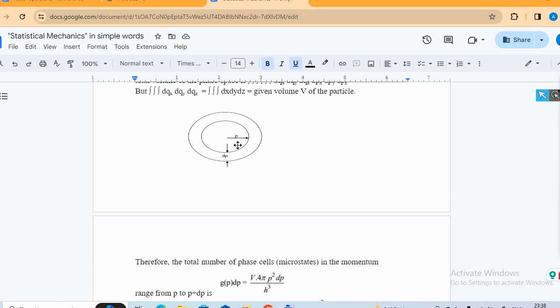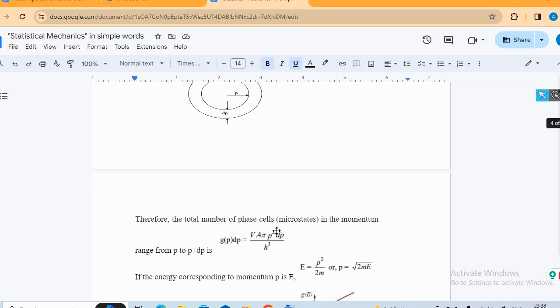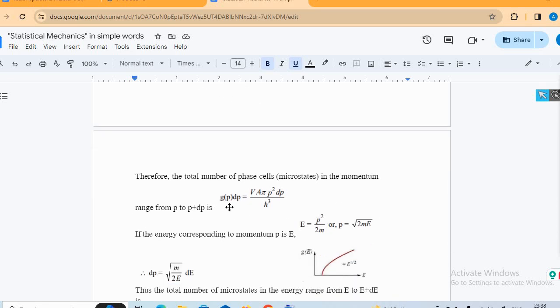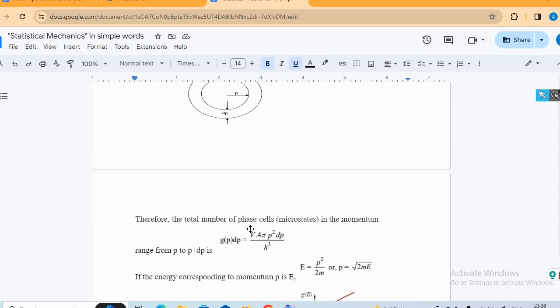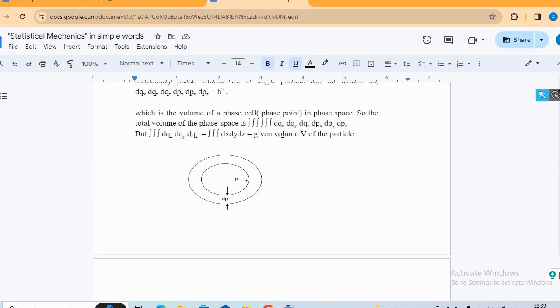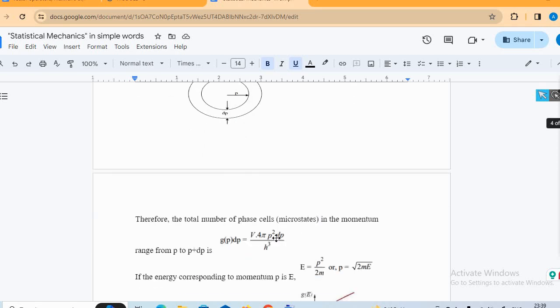So we are assuming a sphere of momentum p, or its radius p, and it is increasing by an elementary gap of dp. So the total number of phase cells in the momentum space, in the microstructure, is represented as g(p) dp. This is given as V, where V is the physical volume, the integration of dx dy dz. And the momentum volume, the integration over px, py and pz, is represented by 4 pi p squared dp.